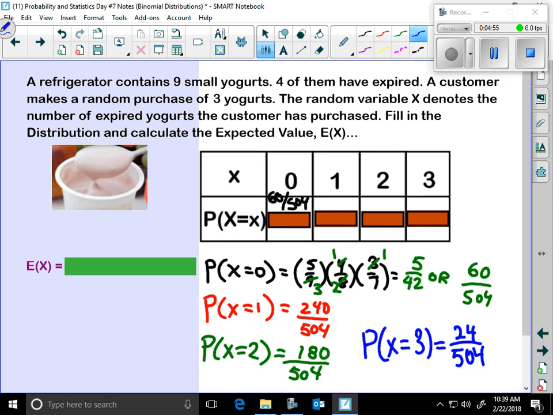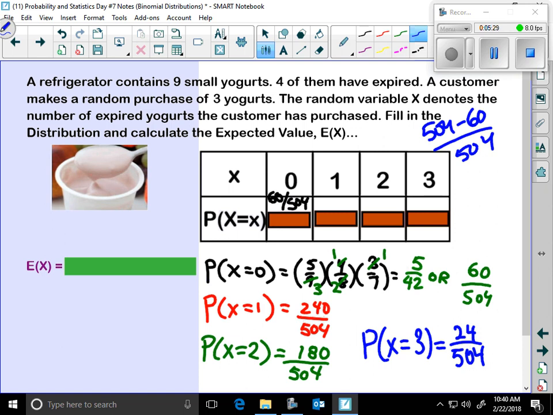What would be the mode here? Mode is what? Most often, right? So which of these has the greatest probability? X equals 1. Most often, you're going to get one expired yogurt. What would be the probability that we would get at least one expired yogurt? Well, it'd be 504 minus 60 over 504. Right? That'd be the probability of X equals 1, 2, and 3 added up.